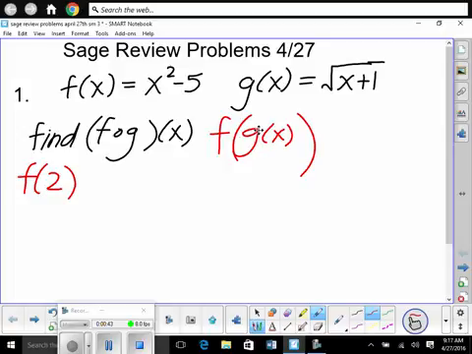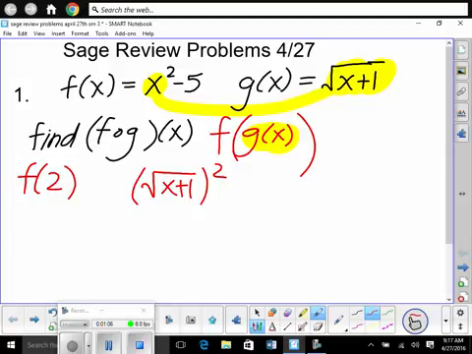So then we should know, instead of an x, you're going to have g of x. Meaning you're taking g of x and you're putting it into f wherever there's an x. Right? G into f. Okay, so then let's do that. Instead of an x, that is the square root of x plus 1 in parentheses all squared, minus 5.